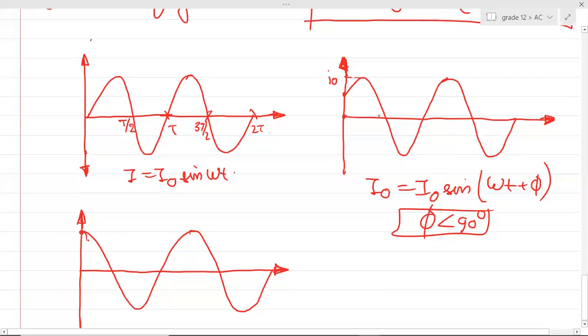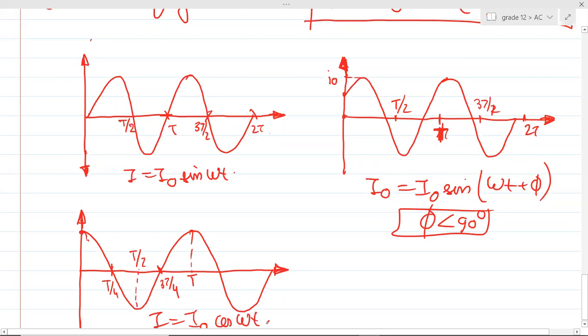Similarly, T will lie somewhere over here, 2T here, 3T by 2 here, and T by 2 here. Similarly, this will be your T by 4, this will be T by 2, this will be 3T by 4, and this is where T will be. This graph is for I equals I naught cos omega t.